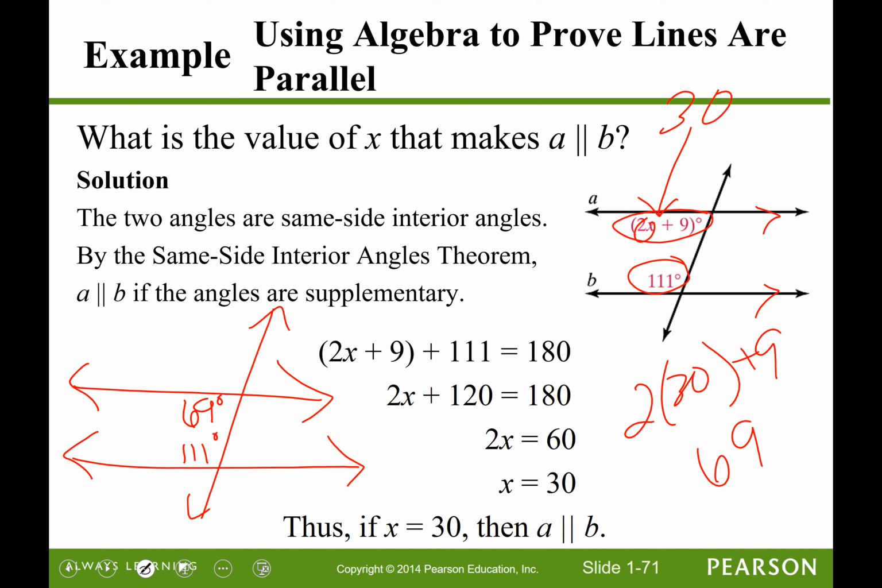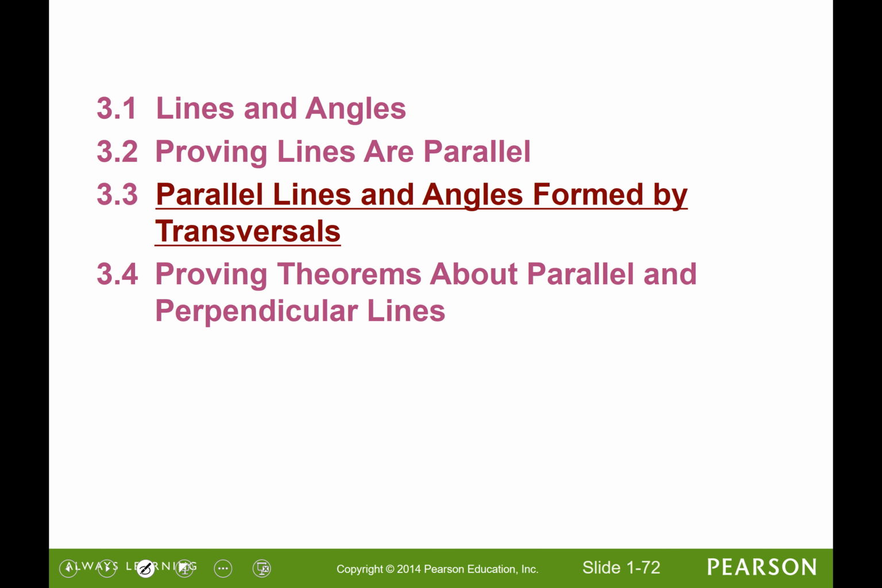Do those add up to 180? That'd be 180. Yes, they do. They add up to 180 degrees. And because those same side interior angles add to 180 degrees, we know the lines are parallel by the same side interior angles theorem. All right, I know that was a lot.